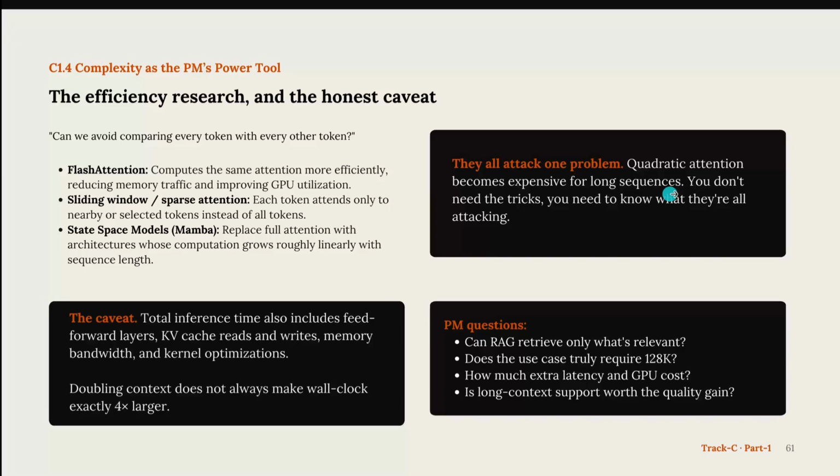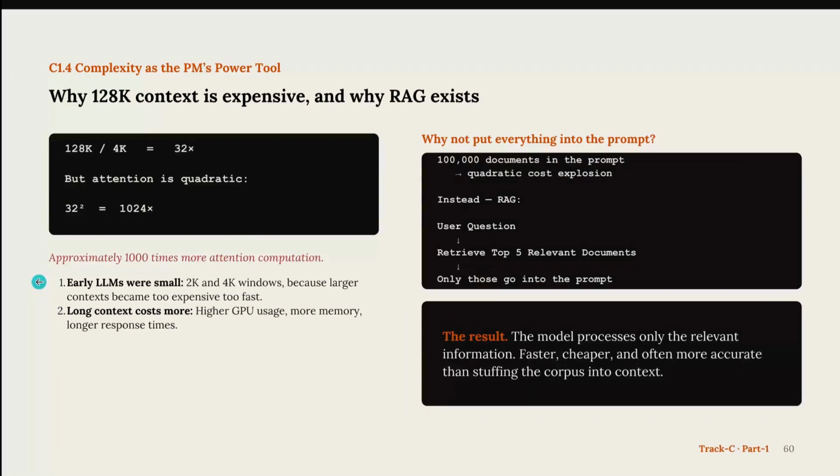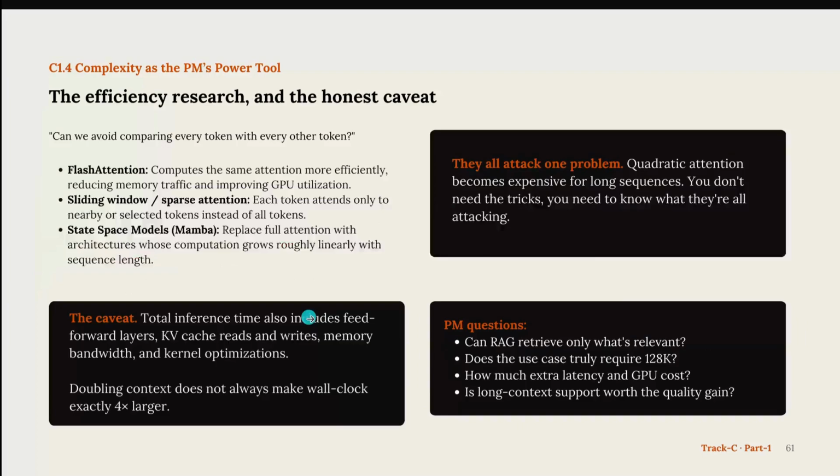Sorry for that. Yeah, the total inference time also includes the feed forward layers, the KV cache reads and writes, the memory bandwidth, and the kernel optimizations as well. So doubling context does not always make the wall clock exactly 4x larger. It could be much larger because we are including all of these. Doubling the context will 4x the cost, but ideally it could be more, because we are doing all of these operations as well.